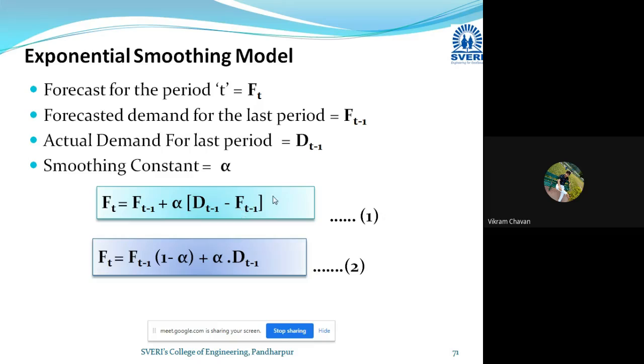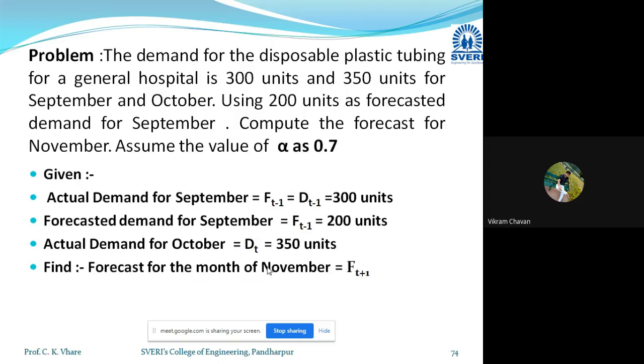Then F of t minus 1, once again, is the forecasted demand for the last period or the current period. We have rearranged this equation in such a manner that F of t is equal to F of t minus 1 into bracket 1 minus alpha, plus alpha into D suffix t minus 1. Is everybody getting this formula? And after that we solved one problem.